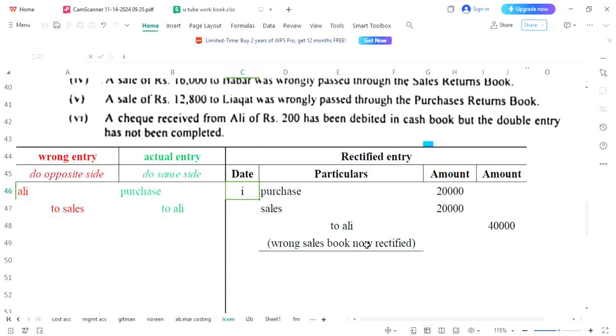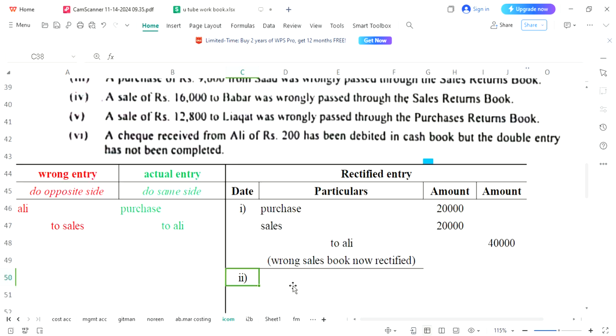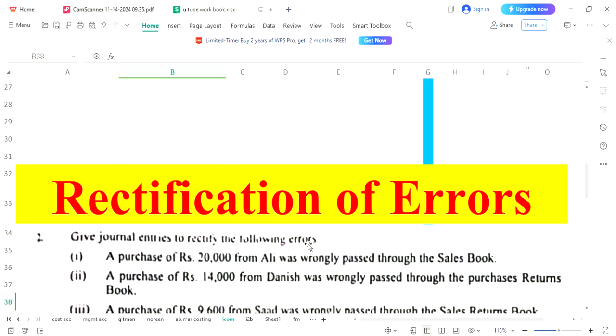So guys, in this way, our first entry has been completed. Let's mark it first entry. And now we will see our second entry. This whole question is regarding the same double errors. Purchase of 14,000 from Danish. Here actual entry: purchase to Danish. This was your original entry. And now we will see what mistake they have done. Wrongly passed through purchase return book. Purchase return should be credited, and again the word used is book.